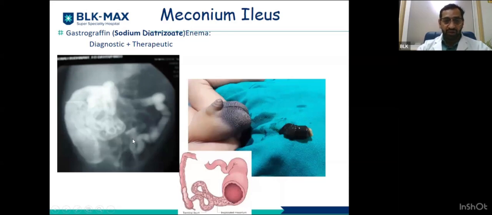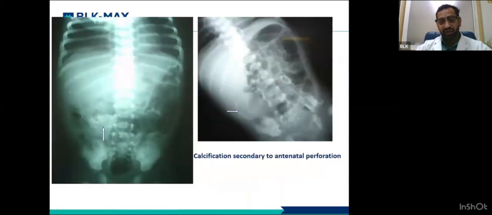So gastrografin is not only diagnostic and therapeutic, it's a hyperosmolar agent, absorbs water, liquefies the plugs, and then the child passes plugs spontaneously. As you can see in this diagram, there are plugs lying here in the distal part of the small intestine. Proximally, the intestine is distended, and because of these plugs, the child is having distension and intestinal obstruction. Sometimes they might require a surgical intervention also.